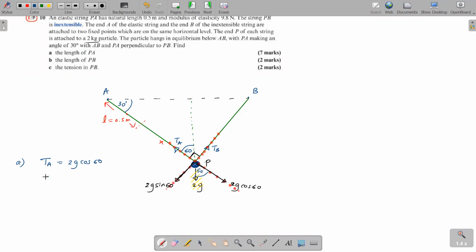Okay, so tension A, can I have the value? 2 times G is 9.8, cos 60 is? Cos 60 is half, right? So tension A is simply 9.8, or just the G? Just the G, 9.8.